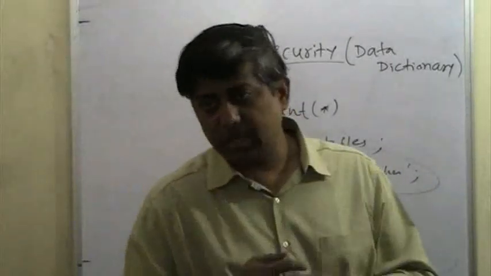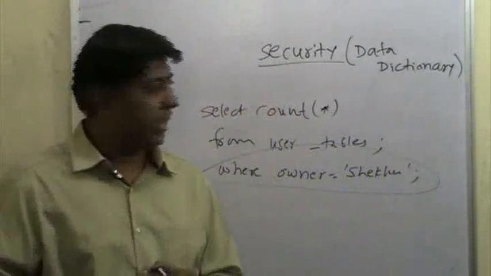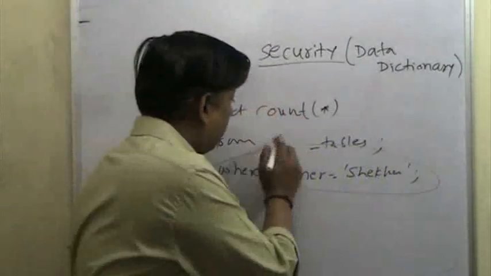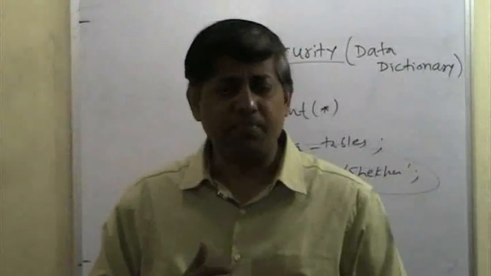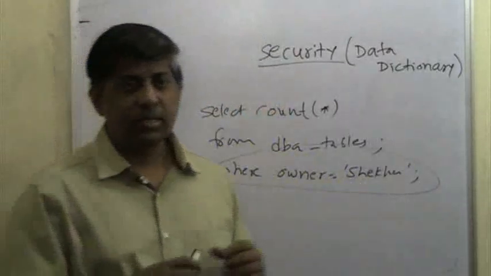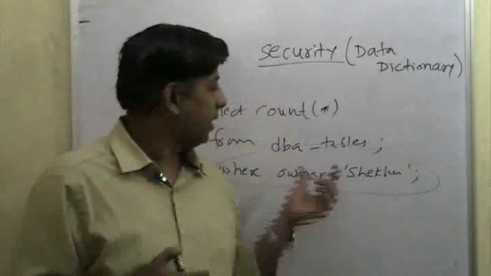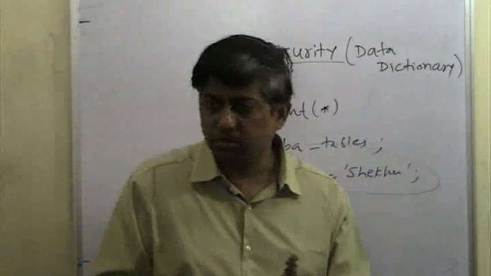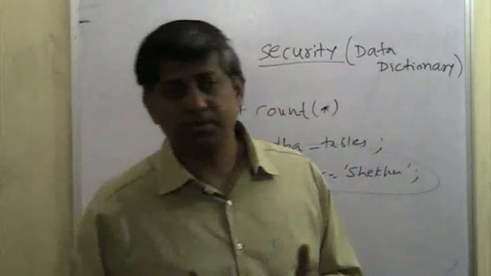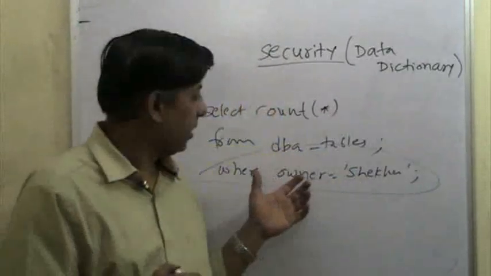Obviously not every user will have access to select from DBA_. Not every user will have access. By default you don't have access. Then you will need to get a special privilege. Then only you can select from DBA_TABLES, DBA_VIEWS, DBA_SEQUENCES and synonyms and so on and so on. Permissions are there.